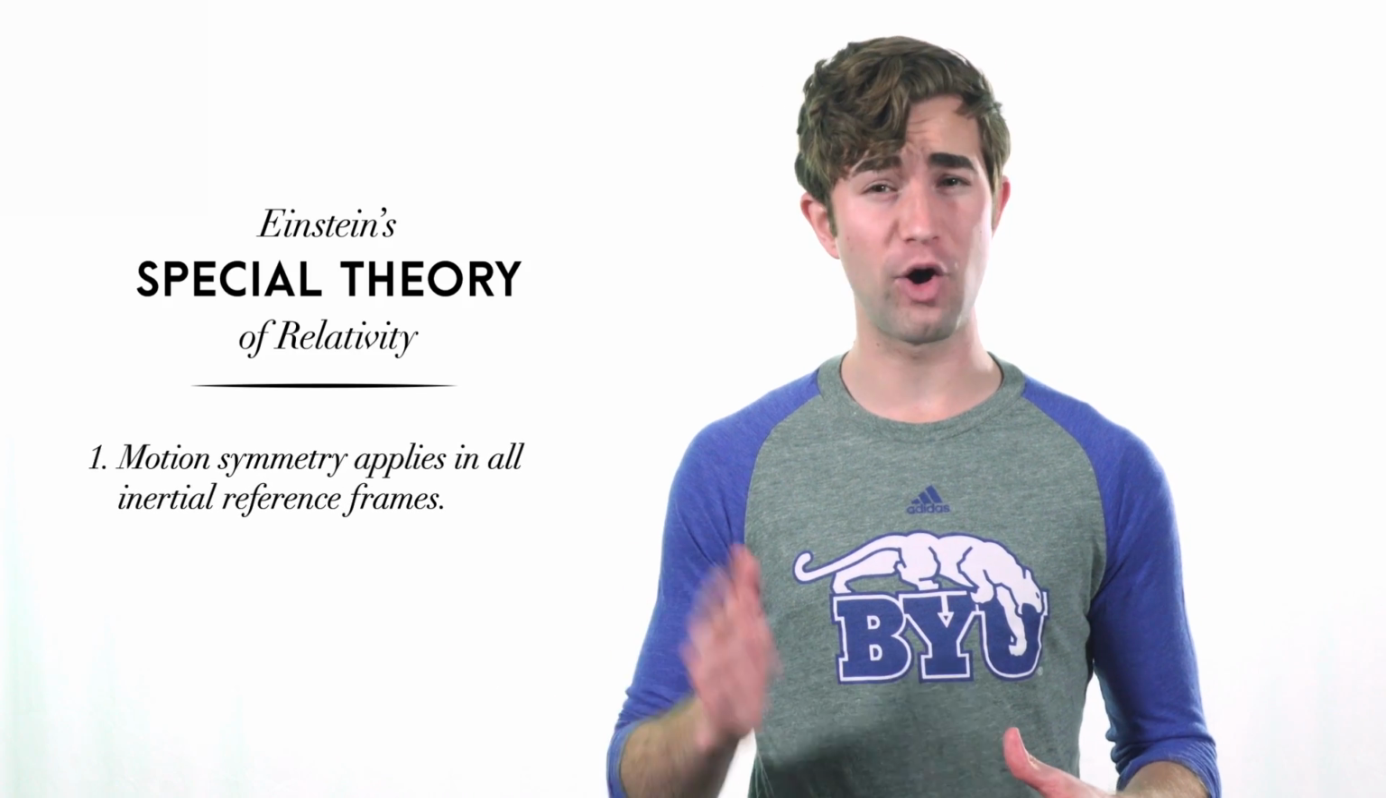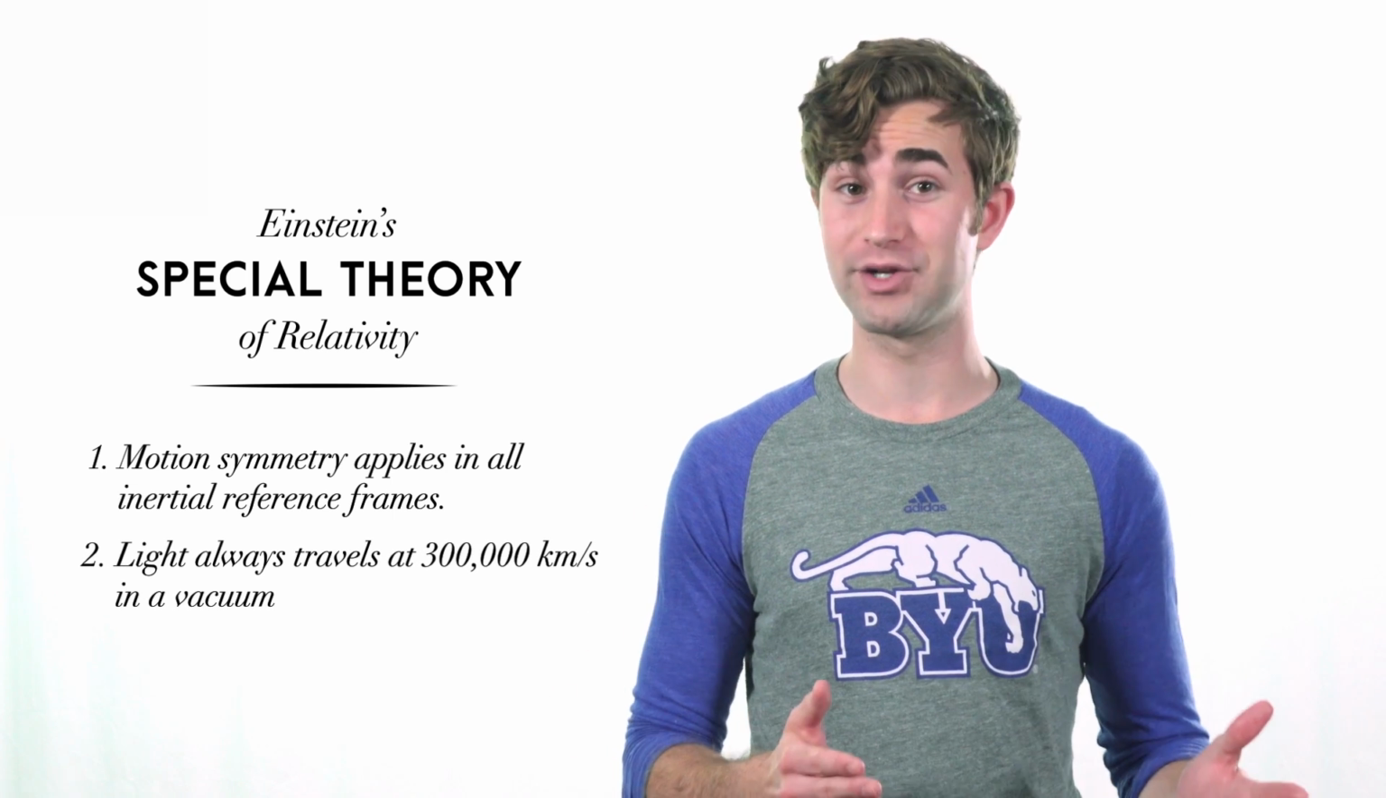It's a constant. It may sound like motion symmetry doesn't apply to light, but in his special theory of relativity, Einstein says it does. In fact, Einstein's special theory of relativity is based on these two principles. Motion symmetry applies in all inertial reference frames, and light always travels at 300,000 kilometers per second in a vacuum, no matter what your reference frame is. The crazy thing is, if motion symmetry applies in all inertial reference frames, the only way the speed of light can be a constant is if space and time are not.